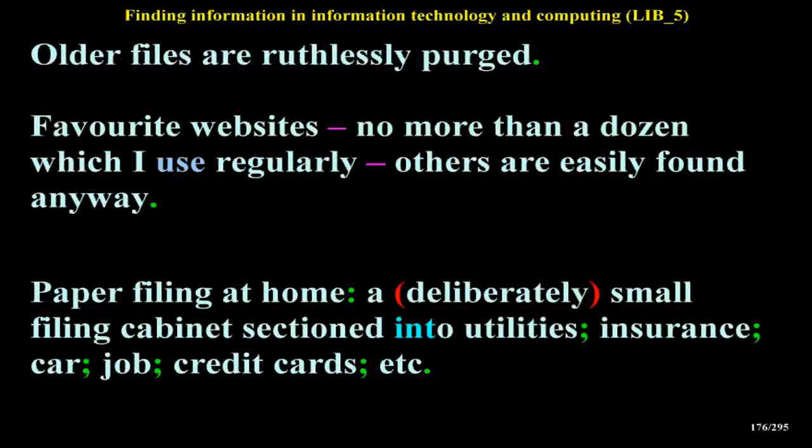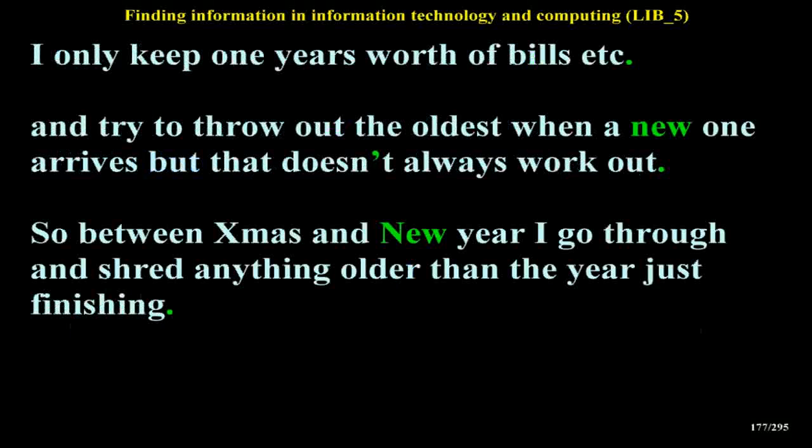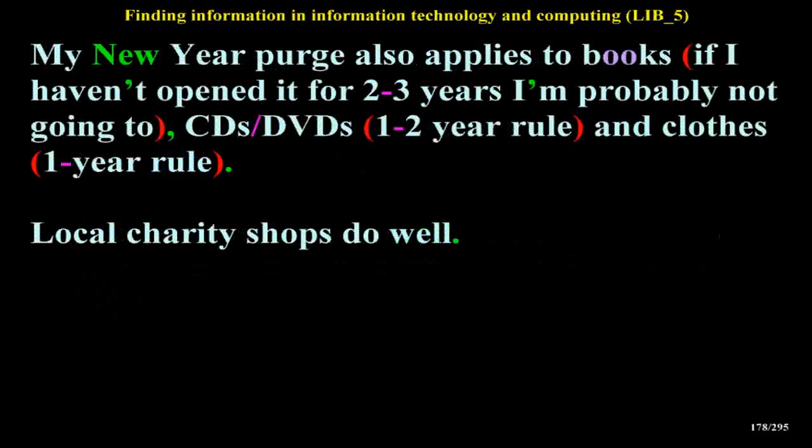Paper filing at home: a deliberately small filing cabinet sectioned into utilities, insurance, car, job, credit cards, etc. I only keep 1 year's worth of bills, etc. and try to throw out the oldest when a new one arrives, but that doesn't always work out. So between Christmas and New Year I go through and shred anything older than the year just finishing. My New Year purge also applies to books. If I haven't opened it for 2-3 years I'm probably not going to.